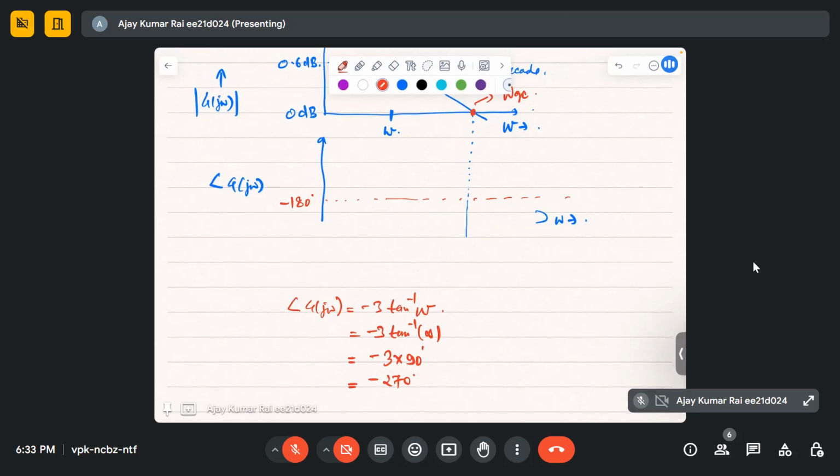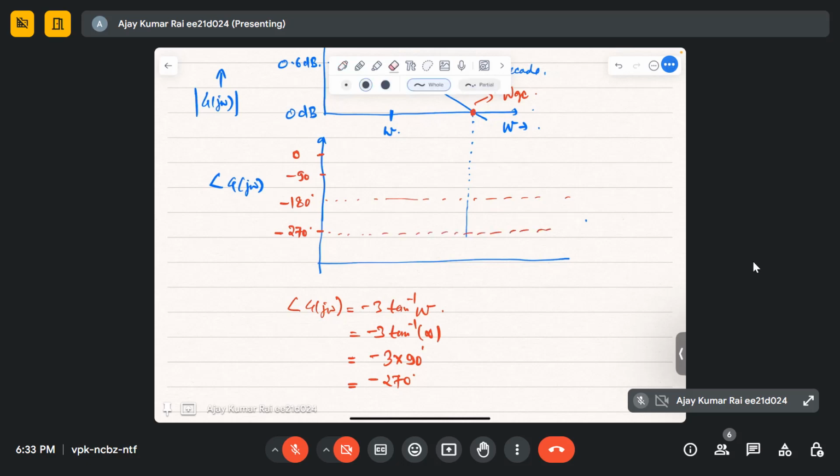Let me say this is 270, this is minus 90, and this is 0. Because we'll start from 0 and will ultimately reach minus 270.